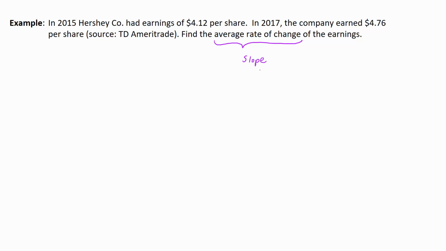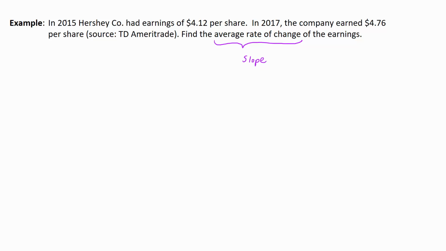But wait a minute, you say, I don't see any points or a graph, so how do I find the slope? Well, you can create an ordered pair. You can create two ordered pairs here. And the hint is this: when you're finding a rate of change that involves changing with respect to time, the time measurement, how we measure time, is always going to be a first coordinate.